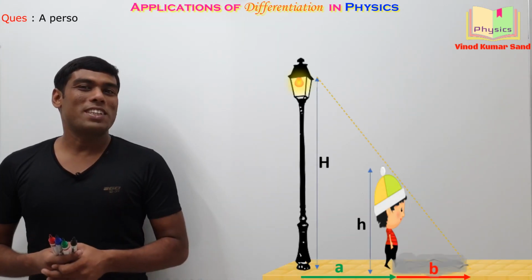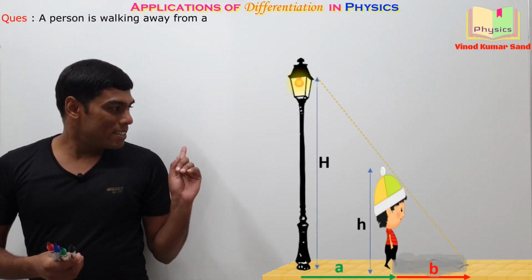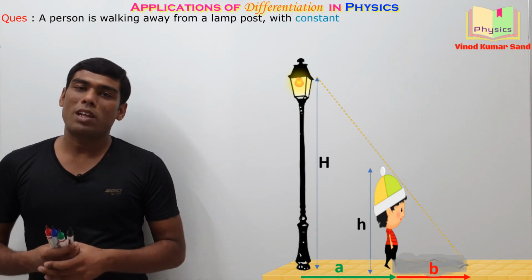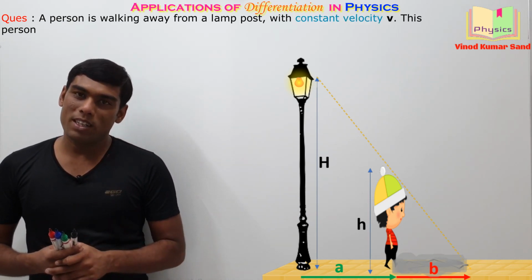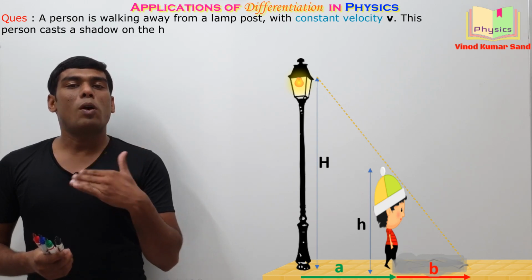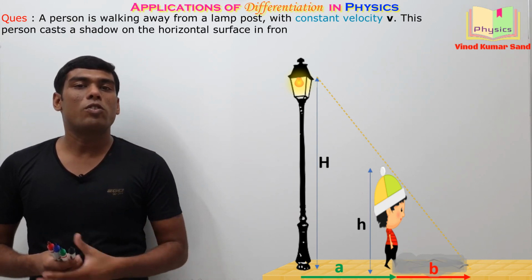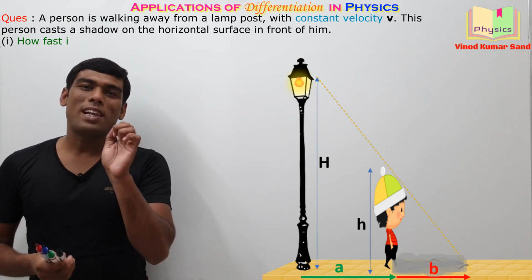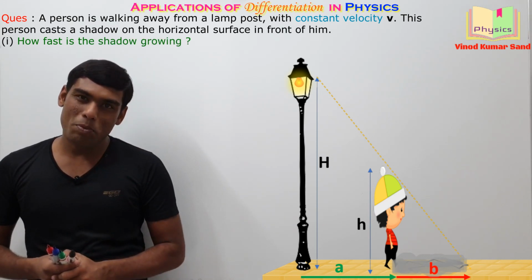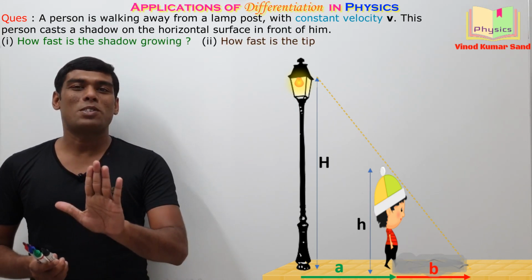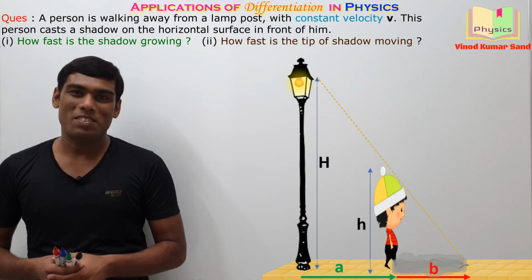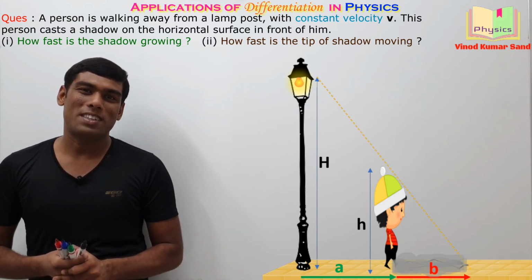Taking up the next question, it's a pretty interesting one. There is a person moving away from the lamp post with constant velocity v. You have to obtain the rate of change of the length of the shadow as well as the speed of the tip of the shadow. You can pause here and give it a try yourself. Then you can match your answers with the board.